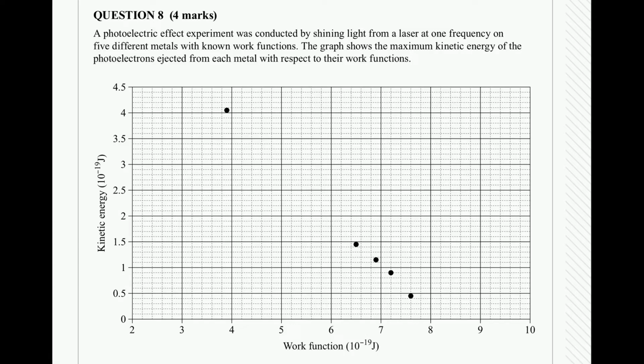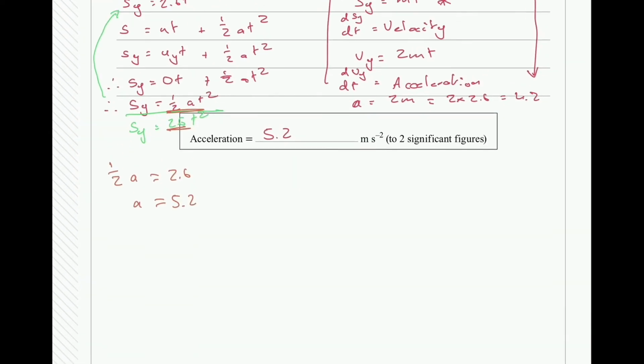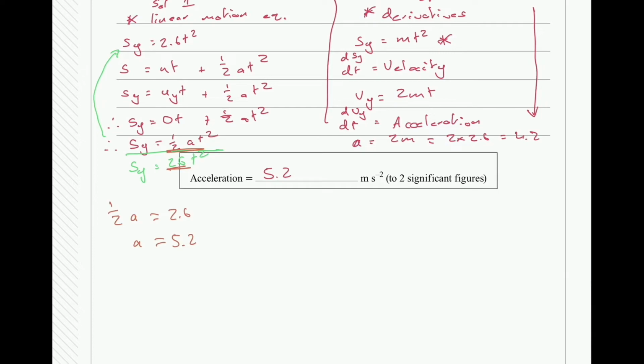And I just realized, before we move on to question 8, I'll quickly correct a mistake. I believe I said 4.2 here, and it should be 2 times 2.6, which is 5.2. So if anyone was confused, that is 5.2, just like our solution there.